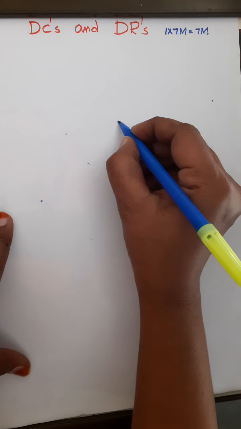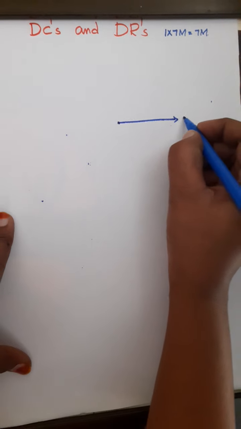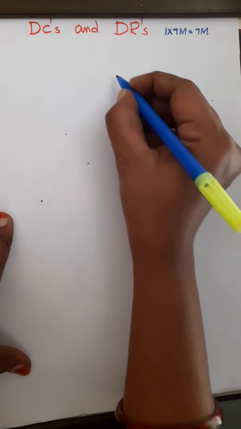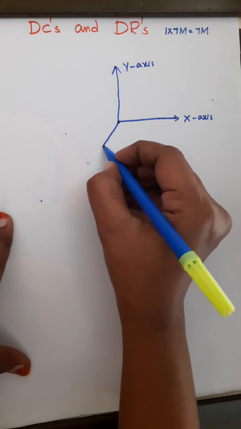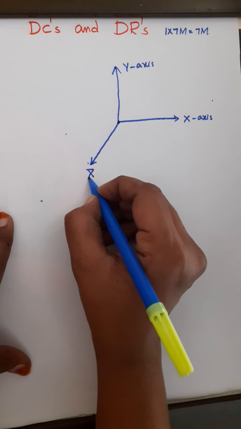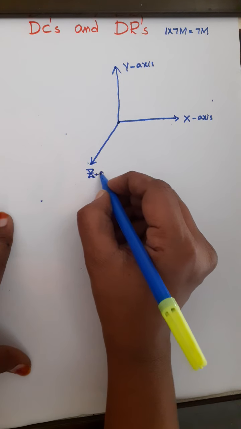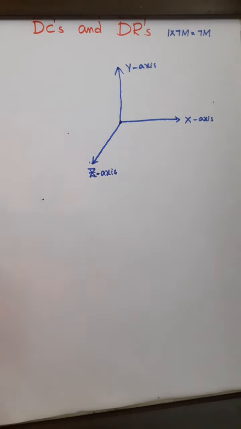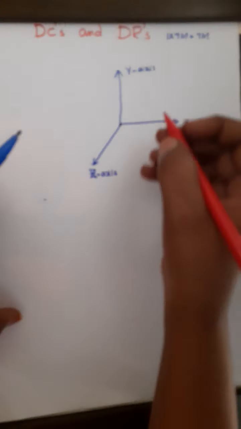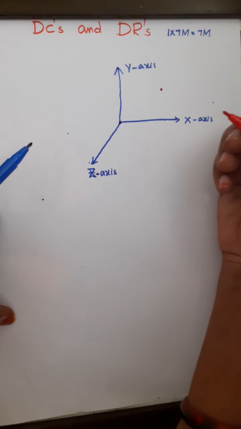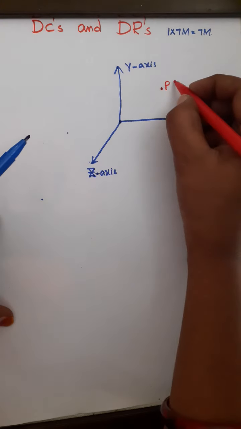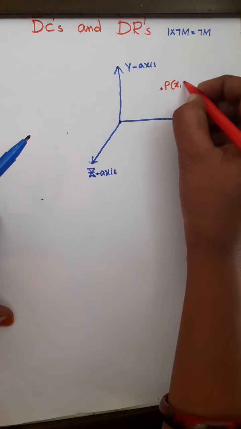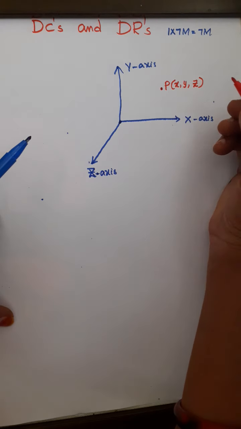Now, let us see when you have a point in a three-dimensional space. What is a three-dimensional space? It looks like, see, x-axis we have here and y-axis we have, and another dimension, to mention the dimension we'll use z-axis. And suppose you have a point here, and let us say the point is P.